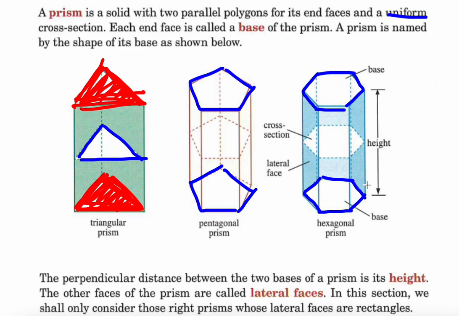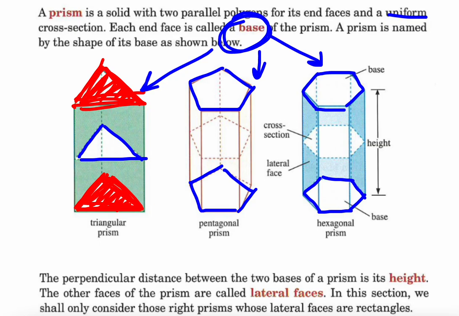Each end face is also called a base. And we talked about that earlier. These are all the bases. And a prism is named by the shape of its base as shown below. So we just talked about that. So just introducing you to the same concept, but maybe different vocabulary.